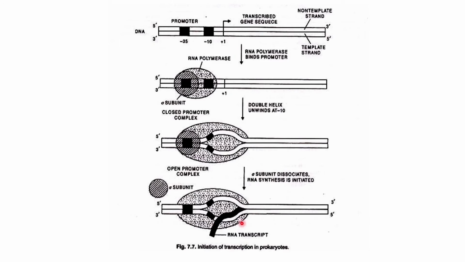Next, here in this figure you can see this is the promoter region, this is upstream and this is downstream. Now RNA polymerase with sigma factor binds in the promoter site. Next, the double helix of DNA structure unwinds. After unwinding of the DNA double helix structure, sigma factor dissociates and RNA synthesis is initiated.